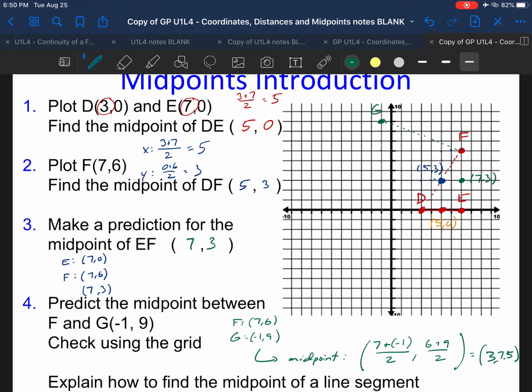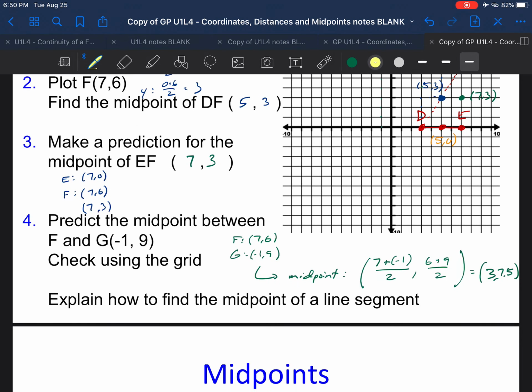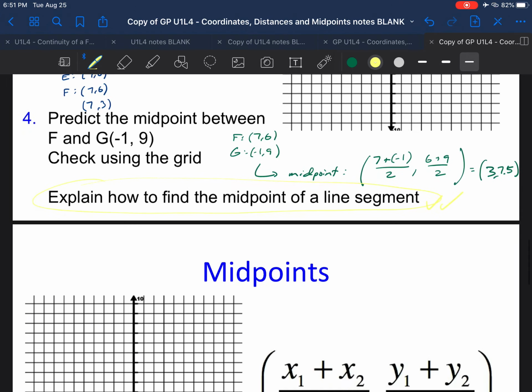So we're going to say it's 3, 7.5. So 1, 2, 3, there's 4, 5, 6, 7. Yep, right there. That is the coordinates. So the coordinates at that point are 3, 7.5. Okay, so this now we talked about. This you should be able to do. You should be able to do this now.